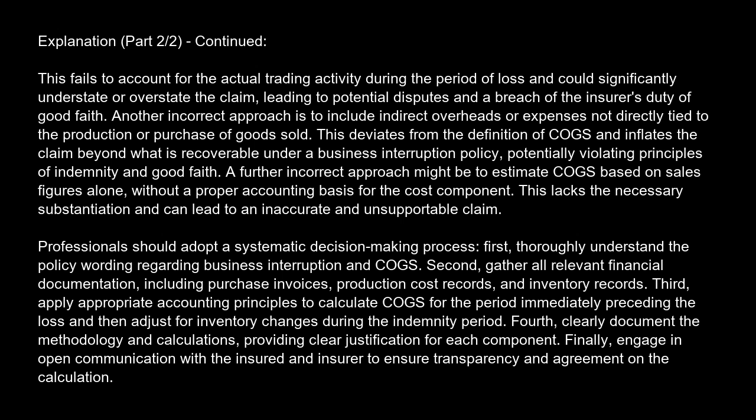Professionals should adopt a systematic decision-making process. First, thoroughly understand the policy wording regarding business interruption and COGS. Second, gather all relevant financial documentation, including purchase invoices, production cost records, and inventory records. Third, apply appropriate accounting principles to calculate COGS for the period immediately preceding the loss, and then adjust for inventory changes during the indemnity period. Fourth, clearly document the methodology and calculations, providing clear justification for each component. Finally, engage in open communication with the insured and insurer to ensure transparency and agreement on the calculation.